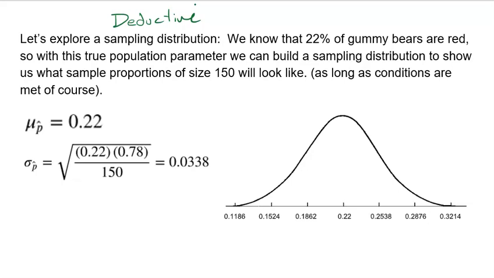So that's deductive reasoning. So a sampling distribution is exactly that. Remember, a sampling distribution starts off with a proportion that we know to be true.